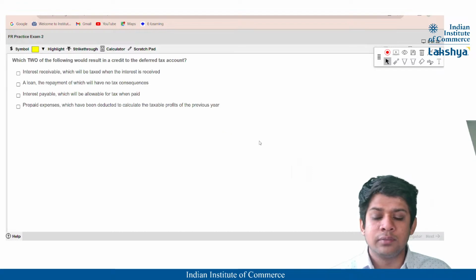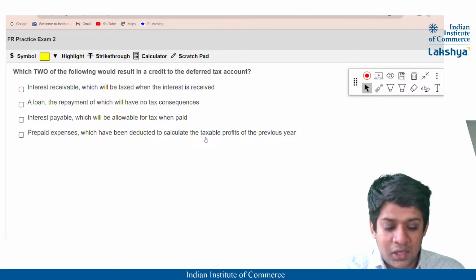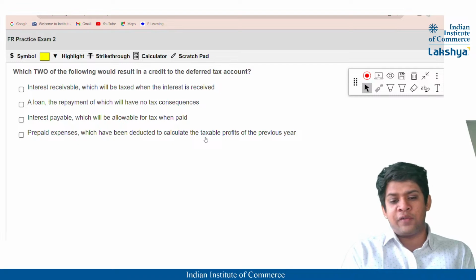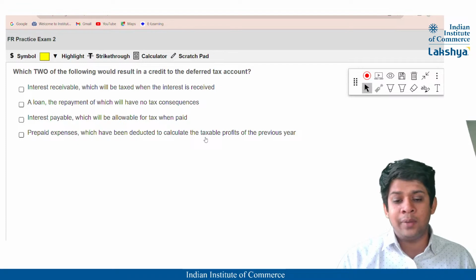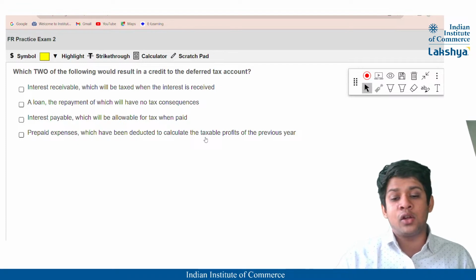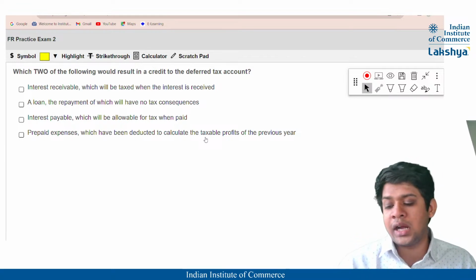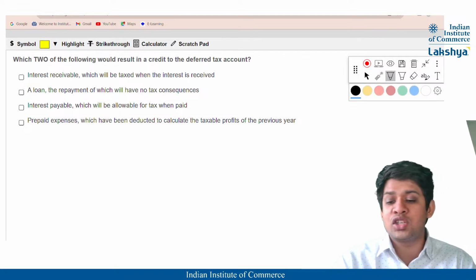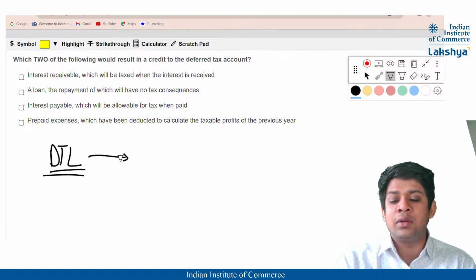Moving on to the next question. Now here comes a little bit of a tricky part, I guess, because they are asking about deferred tax. Deferred tax is a very interesting chapter, guys. You will find it very interesting, and it is also a little bit tricky and complex to understand. So guys, which two of the following would result in a credit to the deferred tax account? Okay, a credit to the deferred tax account means deferred tax liability. Because of which of these scenarios will a deferred tax liability be created? When is a deferred tax liability created?